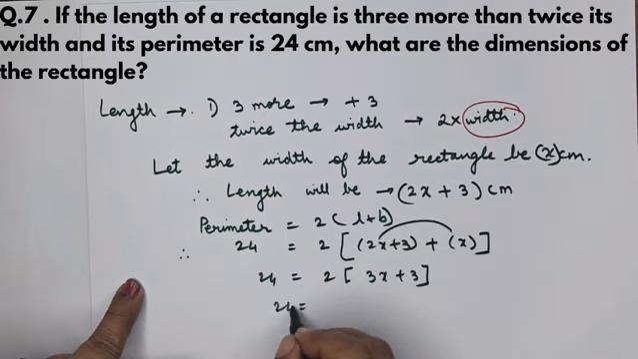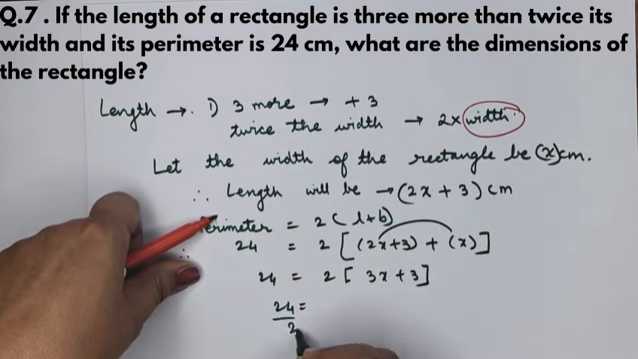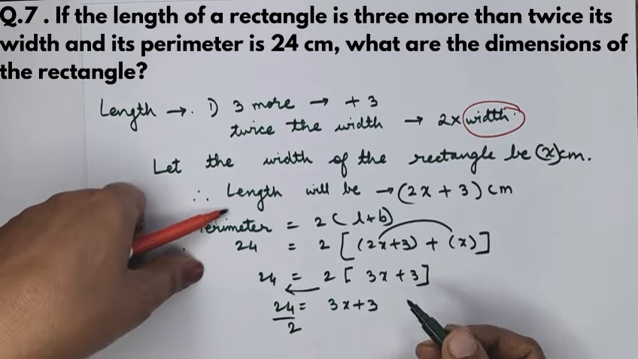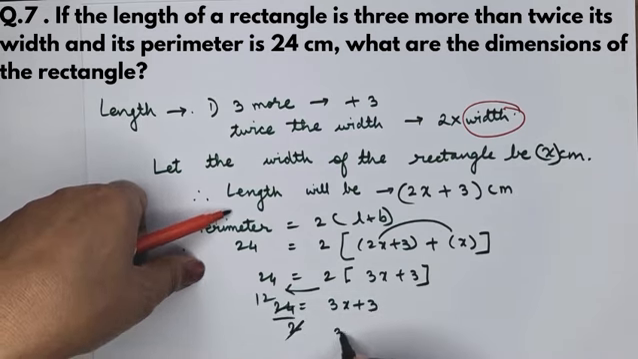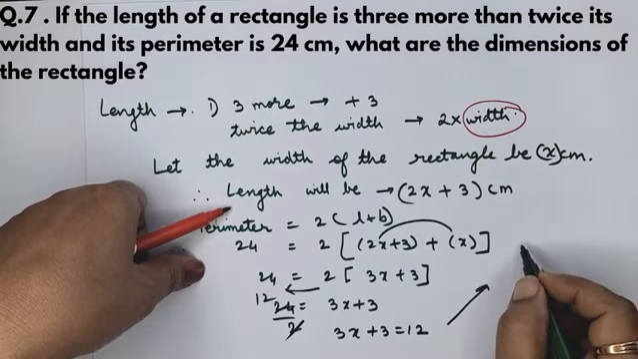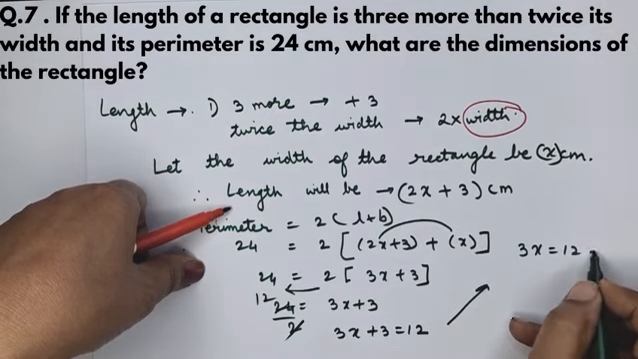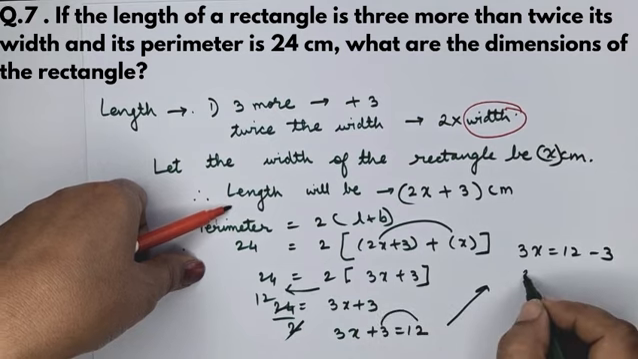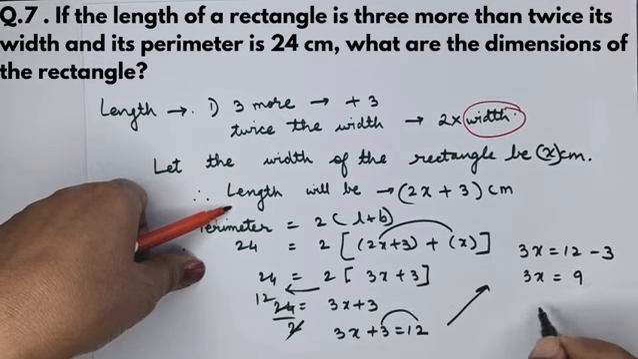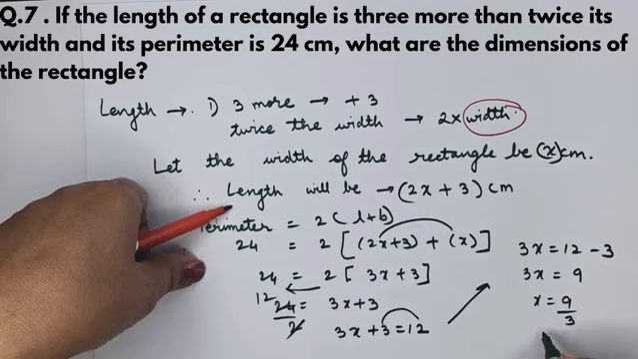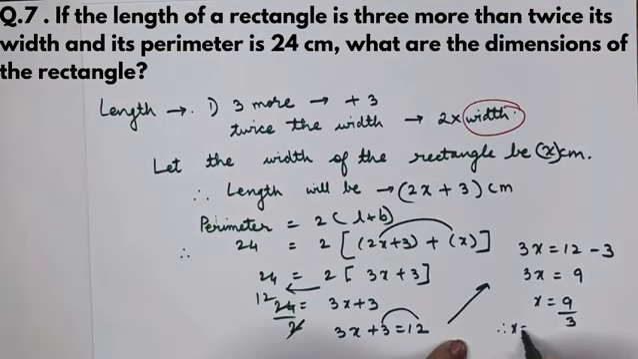Now, 24 is the perimeter divided by 2, we get 24 upon 2 is equal to 3x plus 3. That is 3x plus 3 is equal to 12. Now, finding the value of x further, we get 3x is equal to 12 minus 3, 3x is equal to 9. x is equal to 9 divided by 3. Therefore, x is equal to 3 centimeter.